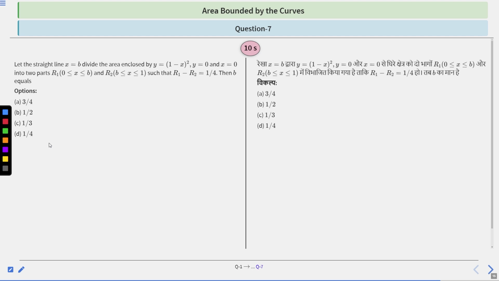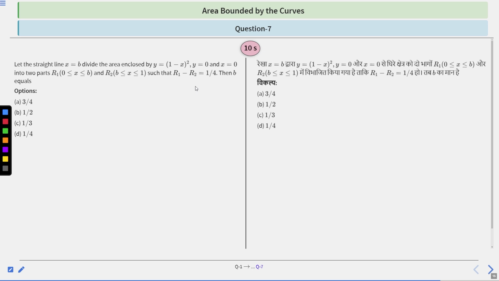Question number 7, which says, let the straight line x equal to b divide the area enclosed by y is equal to 1 minus x whole square, y is equal to 0 and x equal to 0 into two parts, which is R1 when x is between 0 to b, R2 when x is between b to 1, such that R1 minus R2 is equal to 1 by 4. Then b is equal to what?